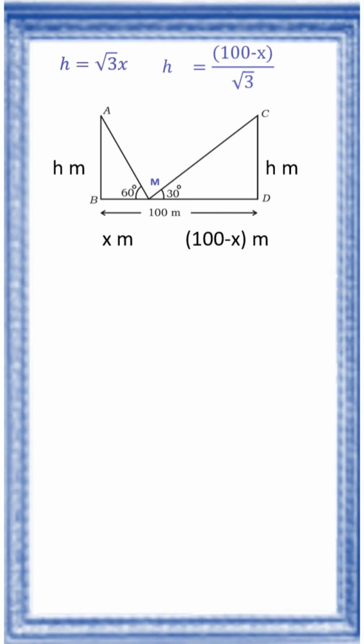Now we have H is equal to root 3x and H is equal to 100 minus X upon root 3. This is equation number 1, this is equation number 2. You need not write it again and again; your time will be wasted while writing. From 1 and 2 we can write root 3x is equal to 100 minus x by root 3. Cross multiply. Root 3 into root 3 is 3, so 3x is equal to 100 minus x.